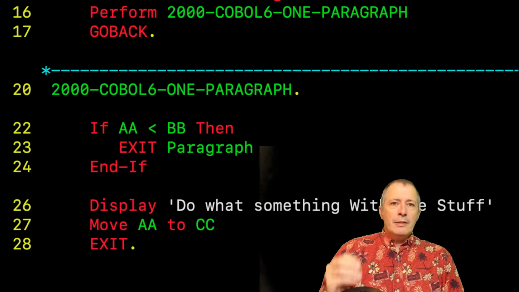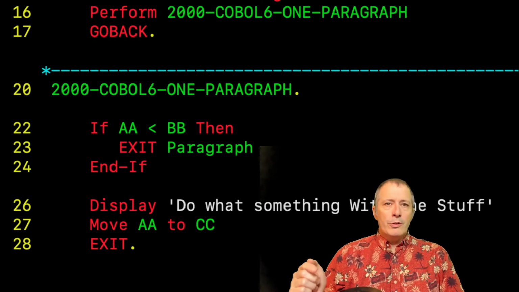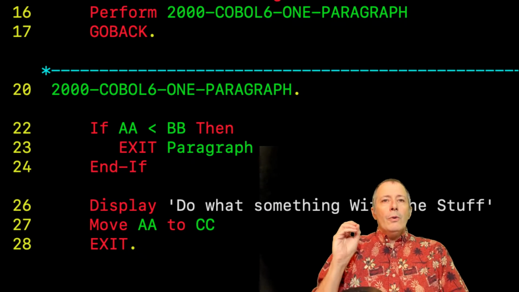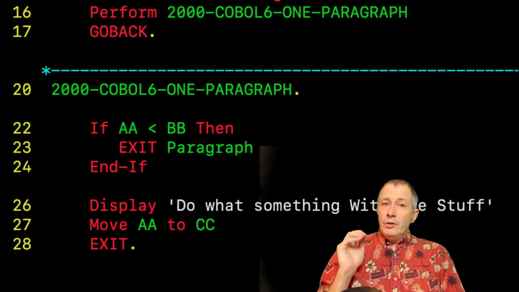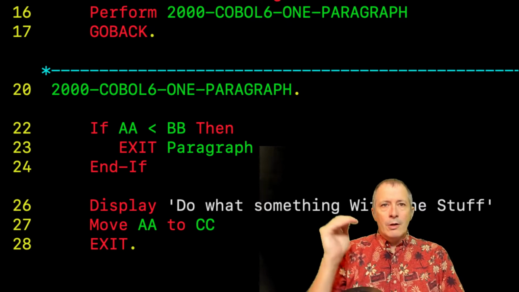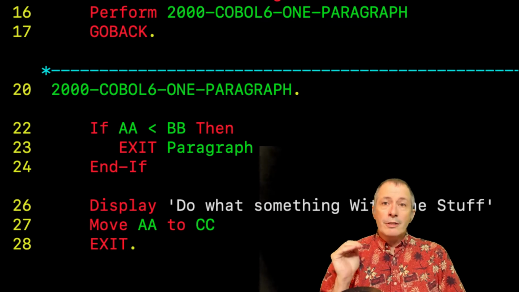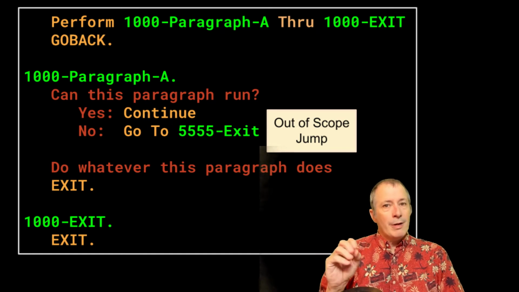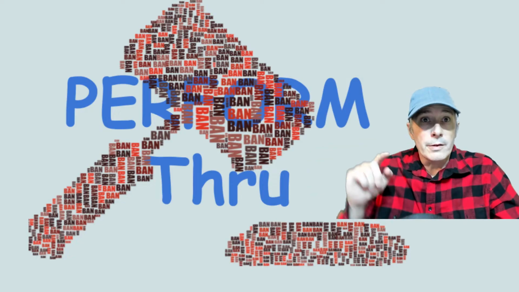To be precise, it jumped to the return point, which is generated when the compiler encounters the period on line 28. When the exit paragraph statement is used, the compiler ensures that the scope of the jump is to leave the paragraph in which it is coded, whereas with a go-to, the programmer has to make sure that an out-of-scope jump is not done. Yeehaw!